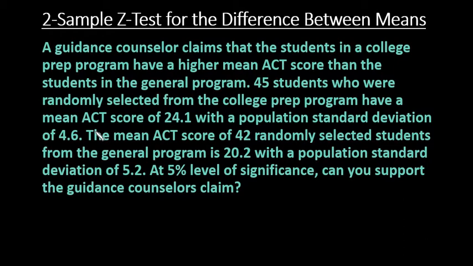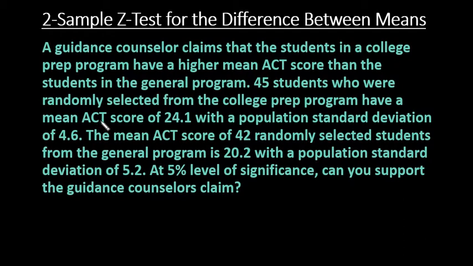So let's get started. A guidance counselor claims that the students in a college prep program have a higher mean ACT score than the students in the general program. 45 students who are randomly selected from the college prep program have a mean ACT score of 24.1 with a population standard deviation of 4.6. The mean ACT score of 42 randomly selected students from the general program is 20.2 with a population standard deviation of 5.2. At 5% level of significance, can you support the guidance counselor's claim?